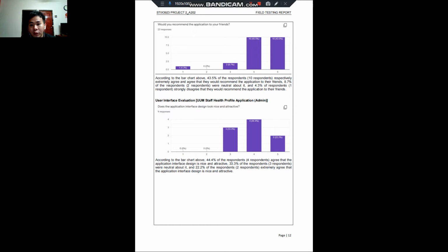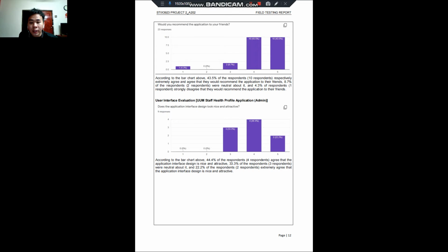And then for the question, would you recommend the application to your friend? 10 respondents agree, 10 respondents extremely agree, 2 respondents neutral, and 1 respondent extremely disagree about it. And then we move to the other questionnaire, which is the questionnaire for the application of the admin side. So the first part of the questionnaire is also the same, which is the user interface evaluation.